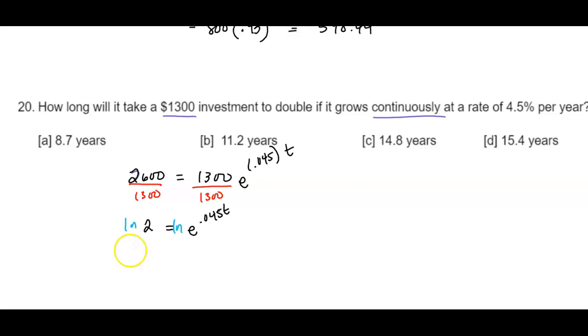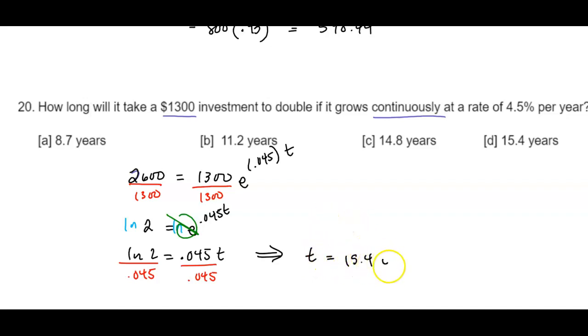So what you end up having is that the natural log of 2 equals, now remember, if I'm taking the natural log of e, those are inverse operations. They cancel each other out. So on the right, it equals 0.045t. Last step is to divide both sides by 0.045. So that tells me that t must be 15.4 years.